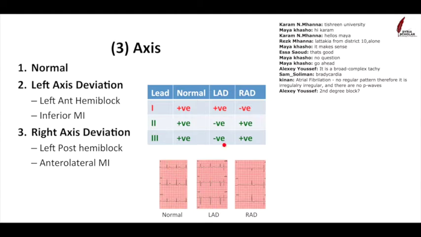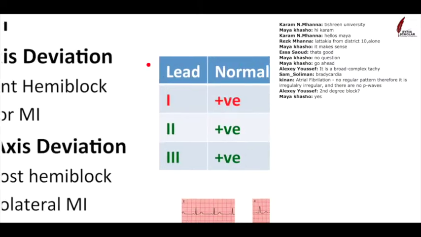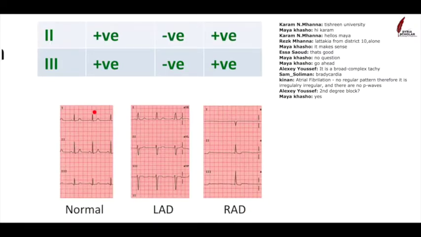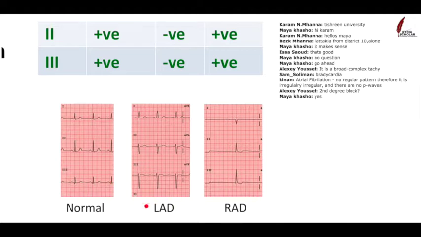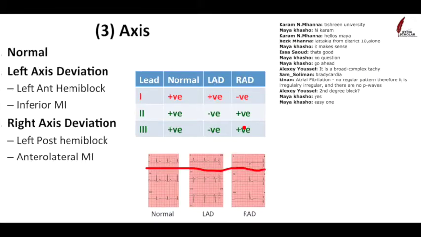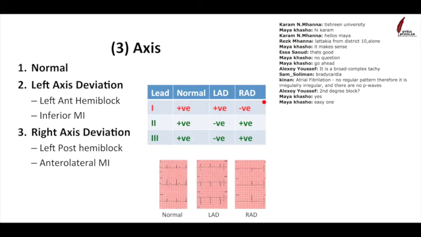So, in a normal heart trace, 1 is positive, 2 is positive, and 3 is positive. In left axis deviation, 1 is positive, 2 and 3 are negative. And in a right axis deviation, 1 is negative, and 2 and 3 are positive. So you're always comparing the top 1 against the bottom 2. Everyone got that? It's nice and straightforward. And that means you can immediately tell what axis the heart is in. It's only going to be normal, left or right axis deviated.